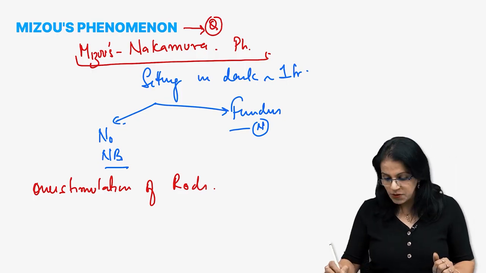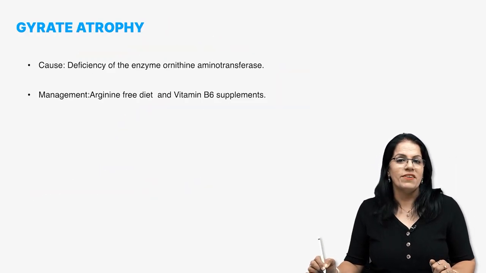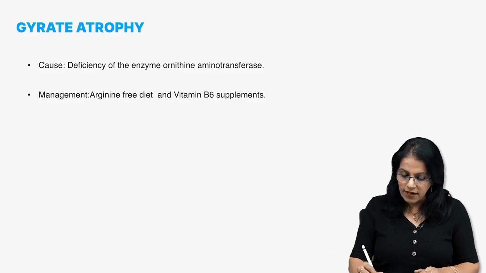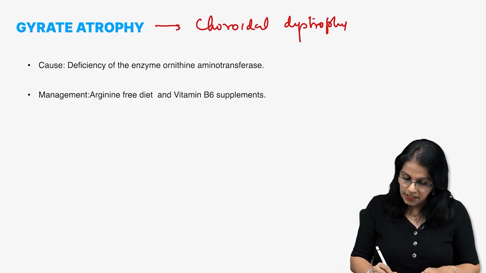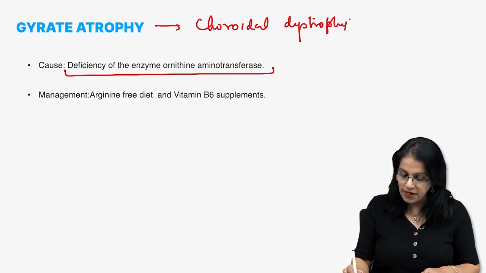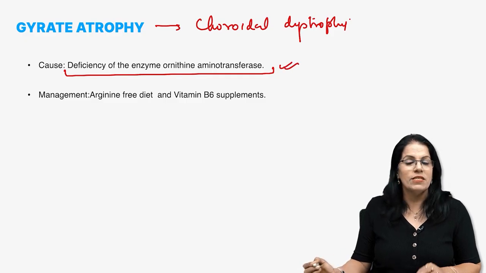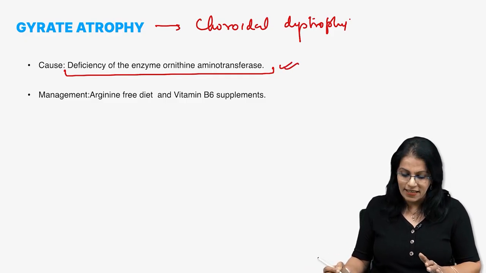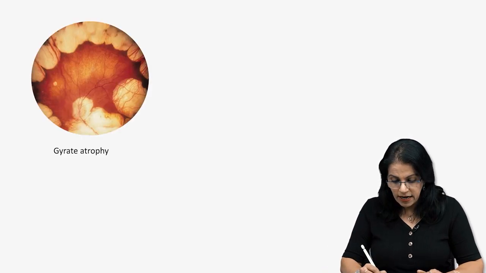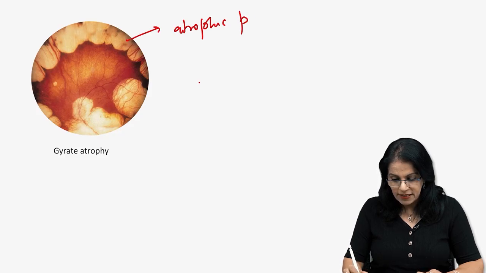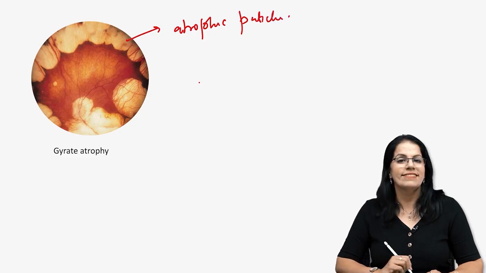Okay, come to the next question. Gyrate atrophy. Gyrate atrophy is in what? I told you it's a choroidal dystrophy. These changes in the choroid occur because of what? There is a deficiency of the enzyme ornithine aminotransferase. So, it is a disturbance of the urea cycle. So, what changes you get is atrophic patches on the choroid like this. This is what is gyrate atrophy.